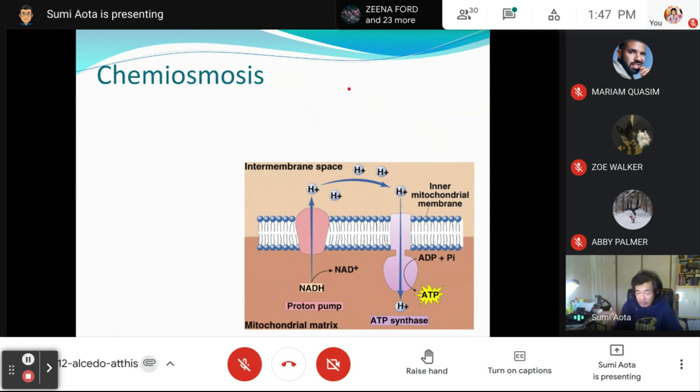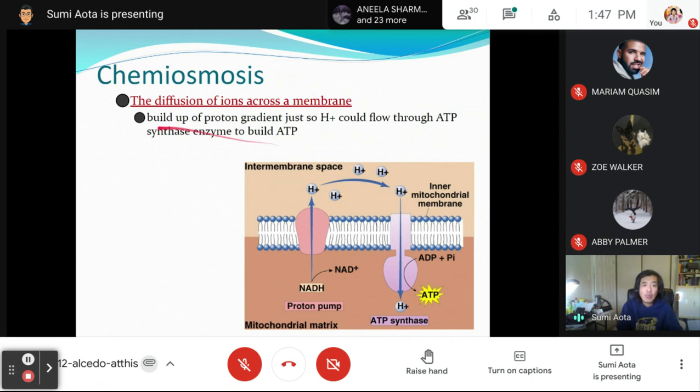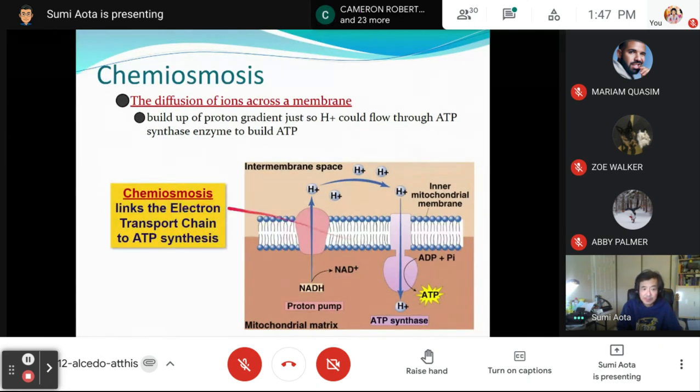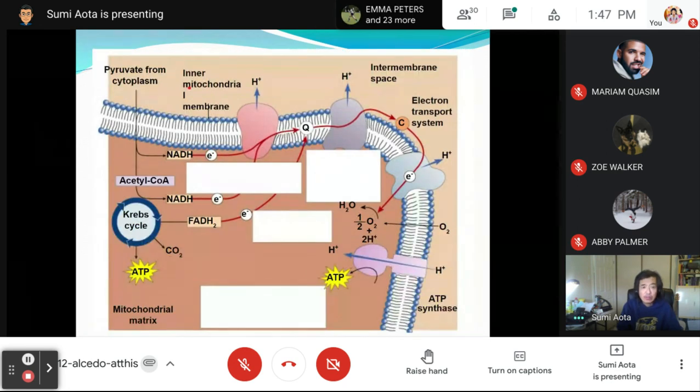So chemiosmosis, which is the process by which we make ATP, is the diffusion of ions across a membrane. We build up a proton gradient using an electron transport chain, so hydrogen ions can flow through ATP synthase to build ATP. What chemiosmosis does is it links the electron transport chain here to ATP synthesis here. That's this bit, and that's the point.